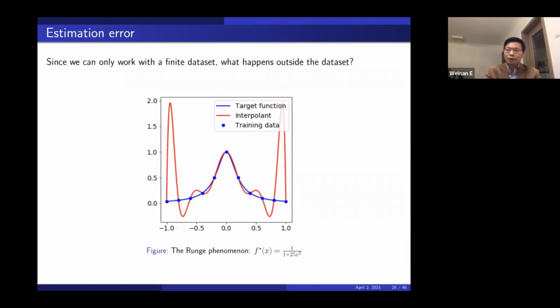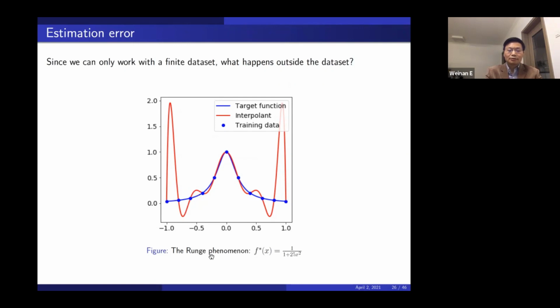The other part of the error we need to think about is associated with the fact that we only have a finite data set. So what could happen is that on the data set, you have very nice, very accurate approximation, but away from the data set, your machine learning model could be very far away from the target function. This can happen. This is even in a very classical sense.